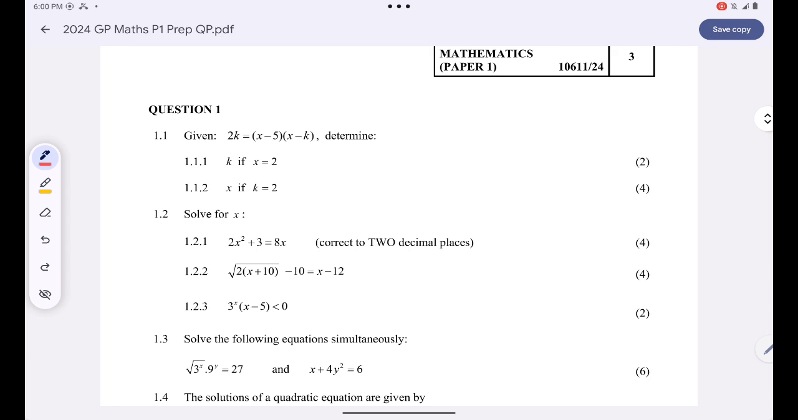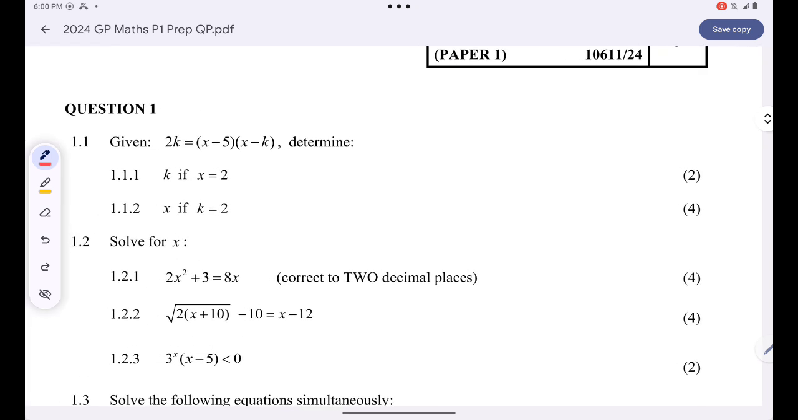Okay, question one. I'm given an equation over there. I'm supposed to determine the values of k if x is equal to 2. So I must use this equation to find k if x is equal to 2. Right? That's x minus k.